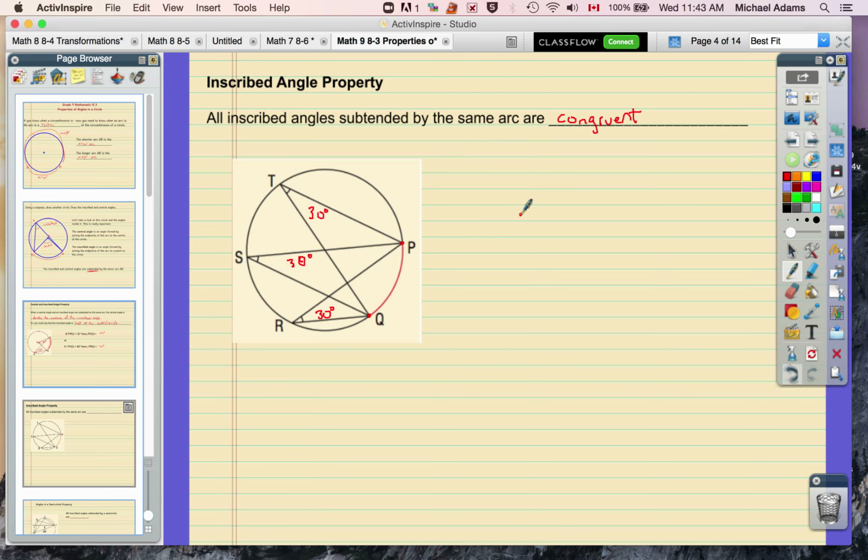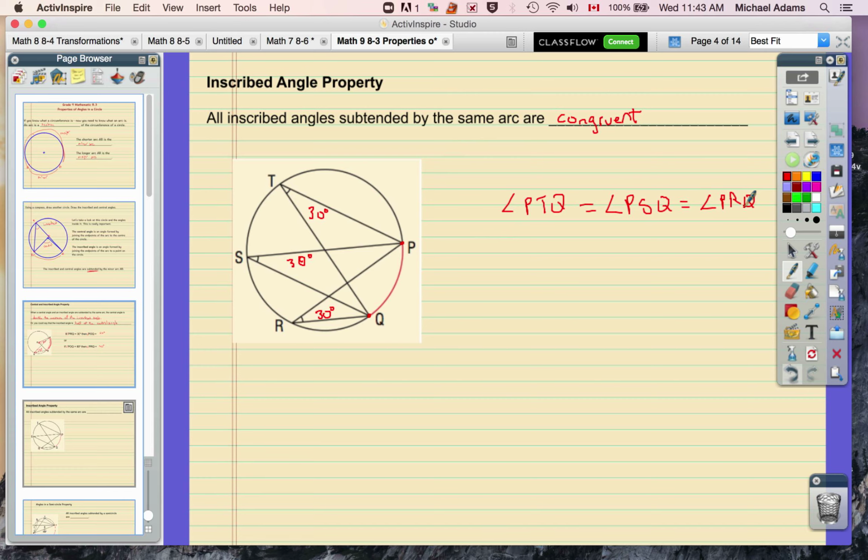So they all share the same arc. That means that angle PTQ is equal to angle PSQ, which is equal to angle PRQ.